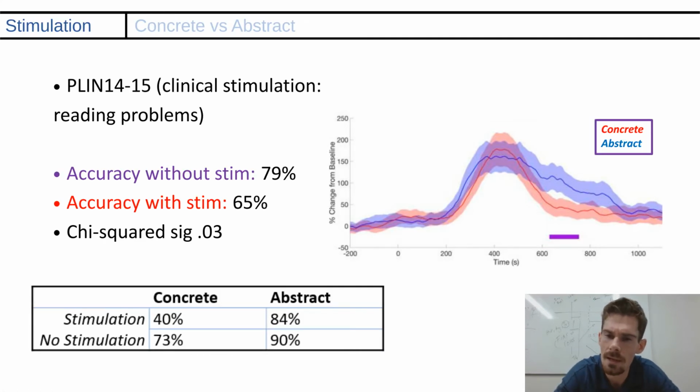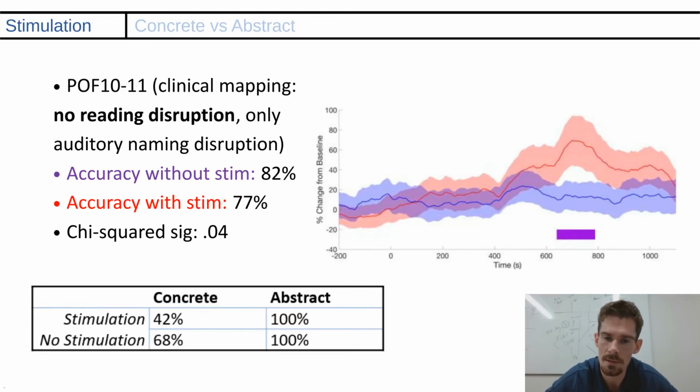Another patient also, same story, but interestingly, this electrode showed greater BGA responses for abstract words, but not for concrete words. But concreteness itself, the ability to make that judgment, was also knocked out. So this site was also causally attributed to concreteness ratings. And then lastly, another site here where the patient performed 100% accuracy for abstract words without stimulation, but then with stimulation, they performed at chance for concrete words.